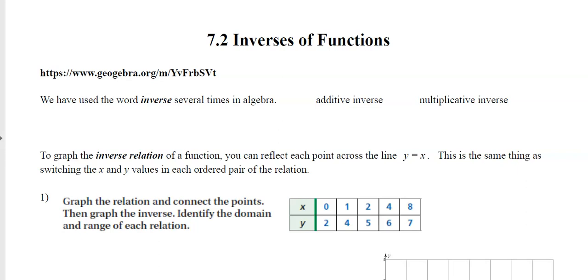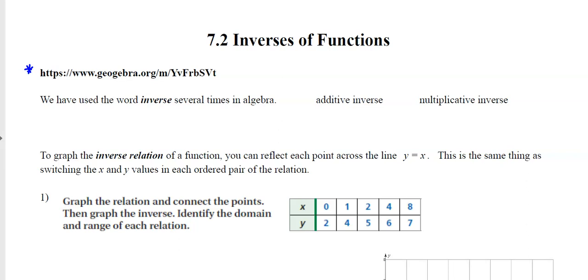All right, 7.2, inverses of functions. There's a neat little website right here where somebody has created a GeoGebra animation so you can see all the parent functions and what their inverses look like. So I thought I'd throw that up there in case you wanted to play with it.